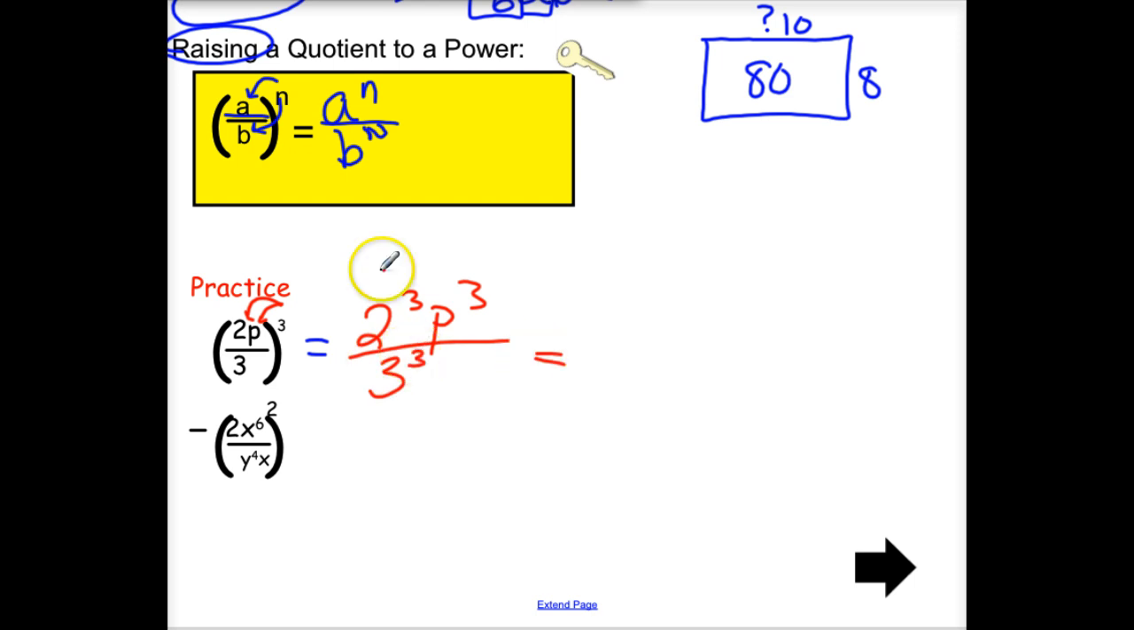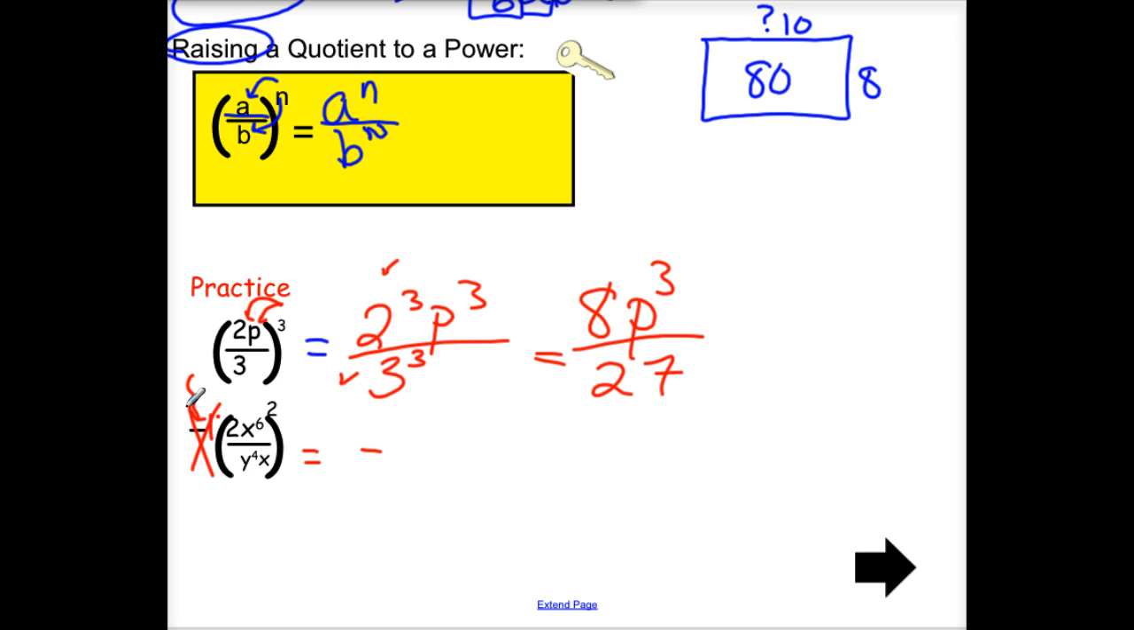And then a lot of times, when these are small and you can tackle them without a calculator, you should. 2 to the third is 8. And on the bottom, 3 to the third is 27. That one's done. Notice on this next one, I've got that negative out front there. It's not in the parentheses. That's really -1 times that chunk of stuff. And so my answer is going to be negative. There, I've just dealt with that.